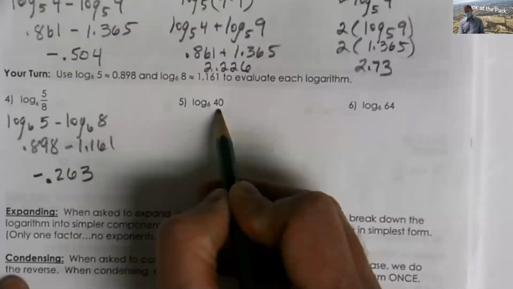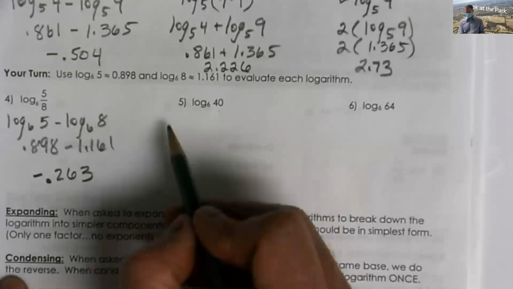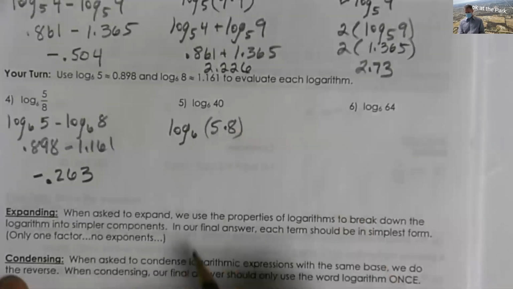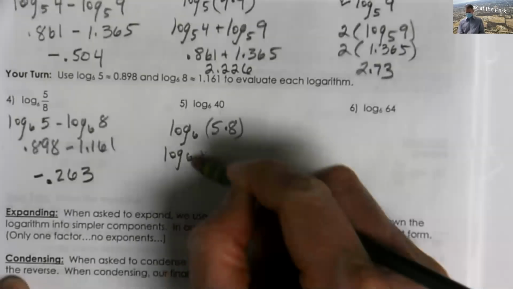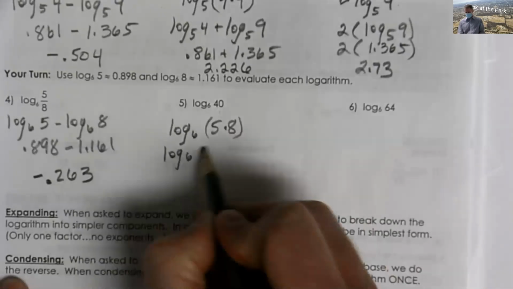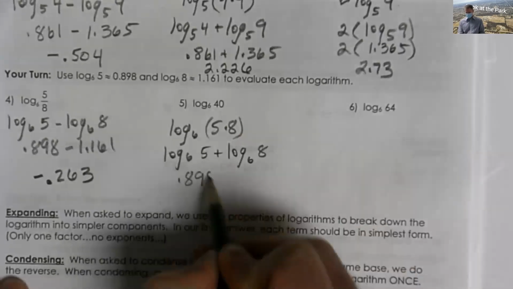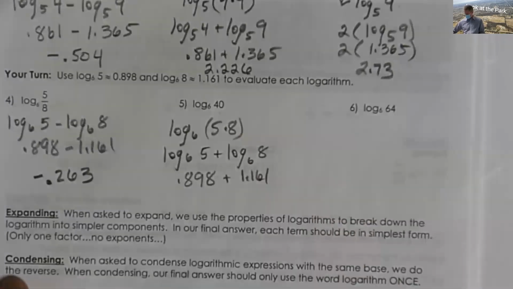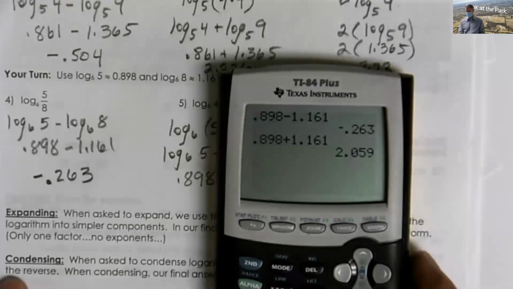Here we have 40. So we're using 5s and 8s. So 5 and 8 will multiply to be 40. So 5 times 8 would be a good number to use, which means that we are going to use addition. Log base 6 of 5 plus log base 6 of 8. So we got our 0.898 and our 1.161. So we're going to add these. And we get 2.059.